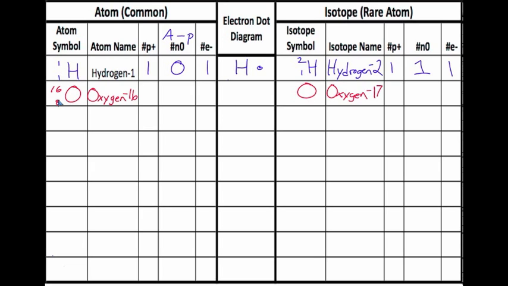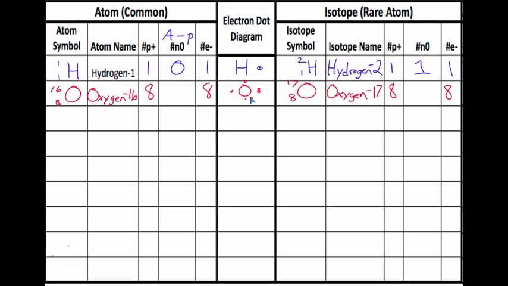The isotope, oxygen 17, has an atomic mass of 17, but it still has the same atomic number, which is 8. That atomic number tells the number of protons, whether it's an atom or an isotope. The electrons remain the same as well. It's still neutral. Even the electron dot diagram is the same. There are 8 electrons, 2 in the first shell, 6 in the second shell. So oxygen has 6 valence electrons.